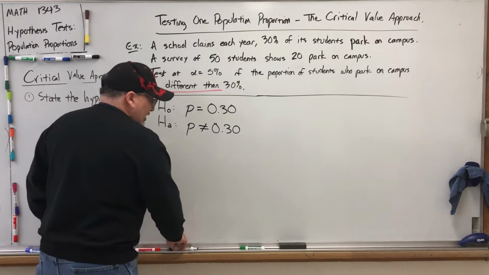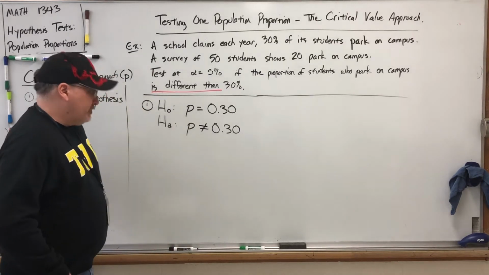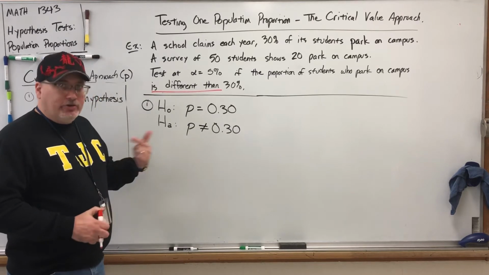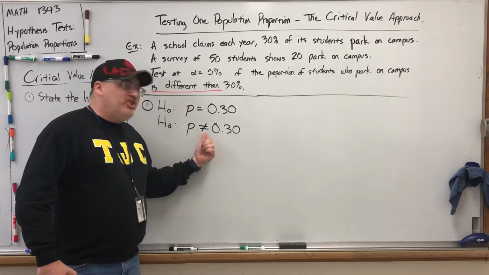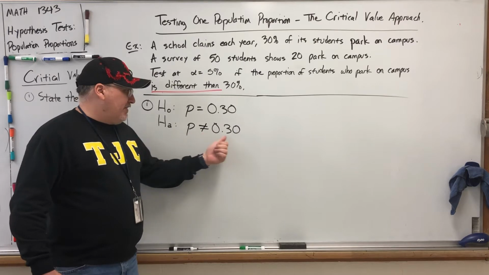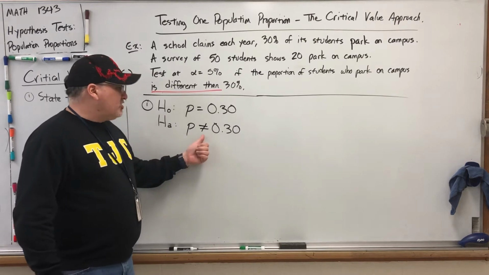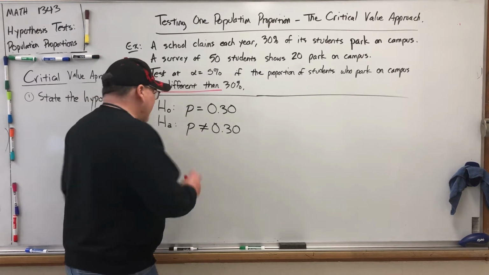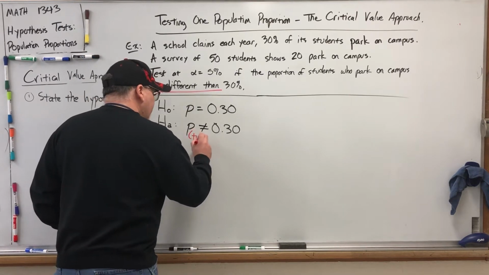Now, before we move to step 2, I do want to remind you that the alternative hypothesis does dictate whether this is a left tail, right tail, or two-tail test based on the relation between the parameter and the value. In this case, when the alternative hypothesis includes is not equal to, that means we are going to do a two-tail test.